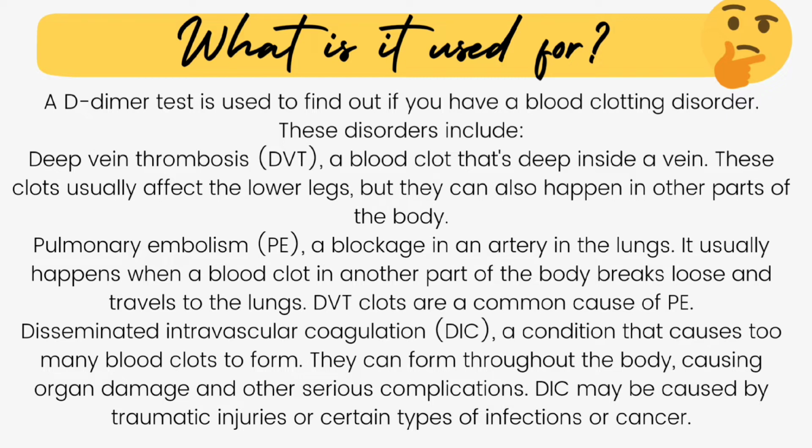Second, pulmonary embolism, a blockage in an artery in the lungs. It usually happens when a blood clot in another part of the body breaks loose and travels to the lungs. DVT clots are a common cause of PE. Third, disseminated intravascular coagulation, a condition that causes too many blood clots to form. They can form throughout the body, causing organ damage and other serious complications. DIC, disseminated intravascular coagulation, may be caused by traumatic injuries or certain types of infection or cancer.